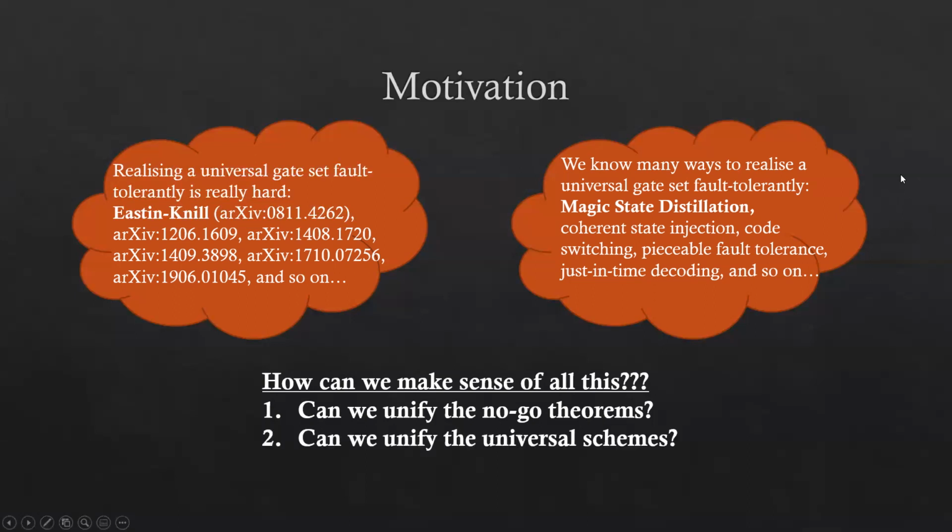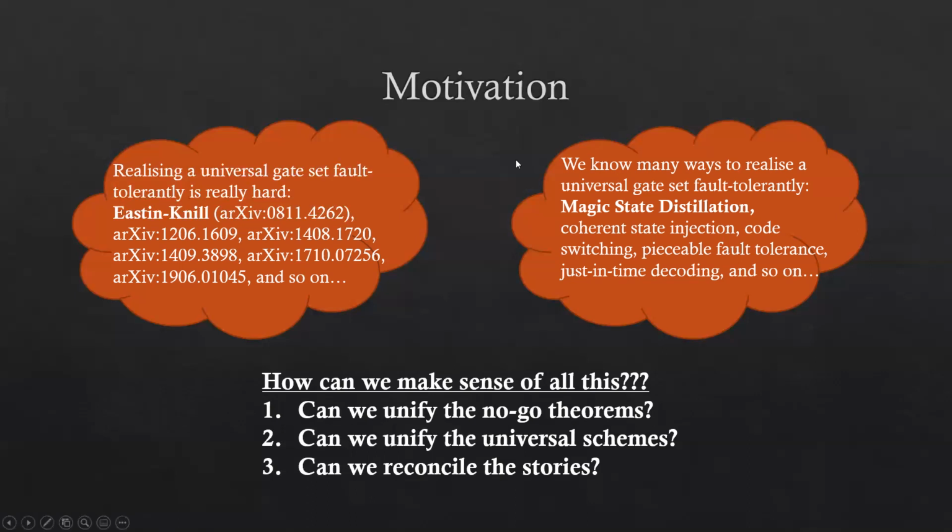Secondly, can we unify these schemes for realizing a universal set of gates fault-tolerantly? Are there underlying principles, or is there an underlying framework, that we can use to derive all of these approaches and more, and which gives us an approach that can be taken in general to design universal fault-tolerant quantum architectures in broader contexts?